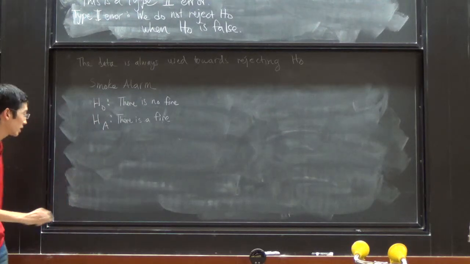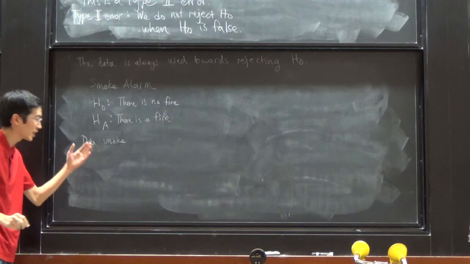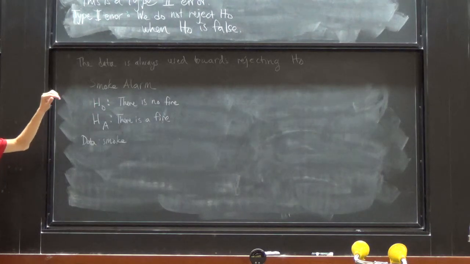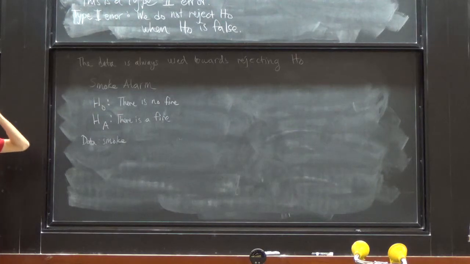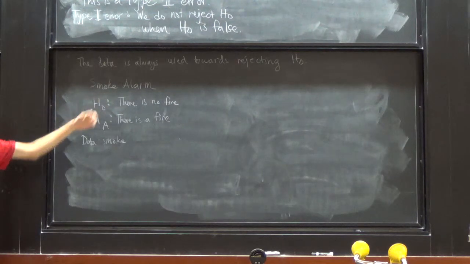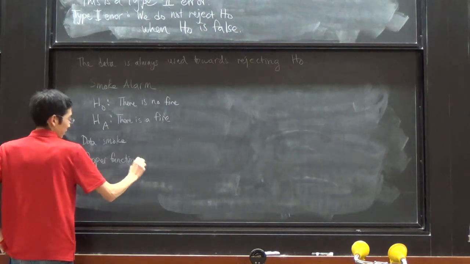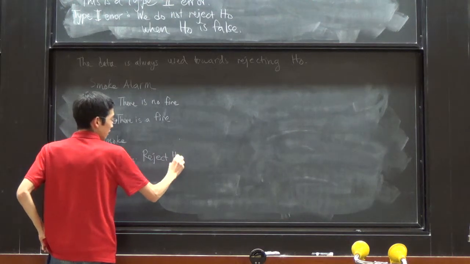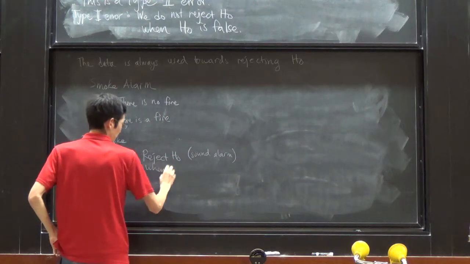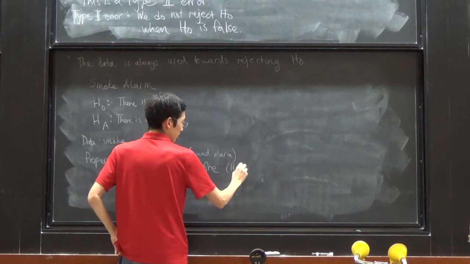The data it uses is smoke in the air. And the smoke is always used towards rejecting the null. So its proper function is rejecting the null when there's a fire. Reject the null, sound an alarm, when there is a fire, meaning null is false.